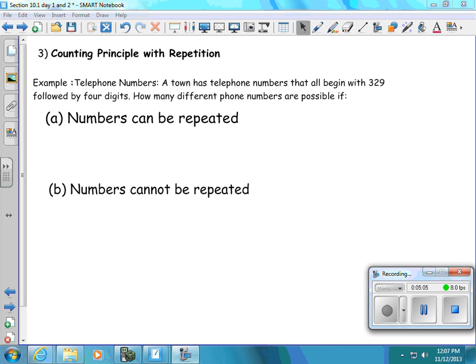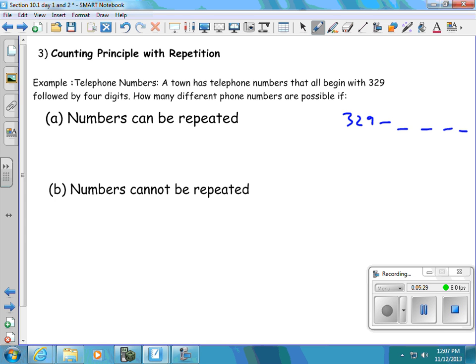So basically, we're looking at the last four numbers of an area. It's Westland, whatever city you're in, they all have a combination of numbers. They start with the same three numbers, and then you can have four other numbers after. So these all start with 3, 2, 9, and then they have four numbers after that.